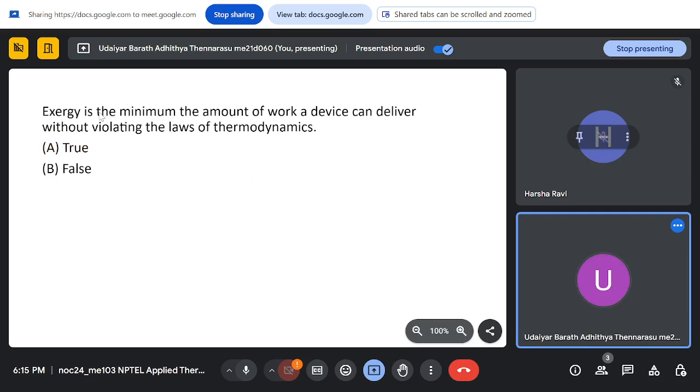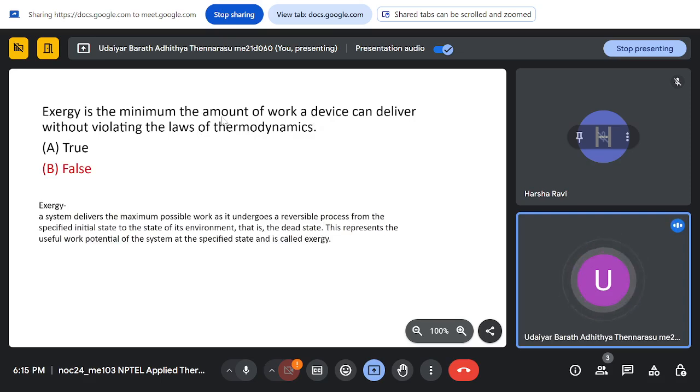So next, exergy is the minimum amount of work a device can deliver without violating the laws of thermodynamics. The answer is true. Sorry, exergy is the maximum amount. Exergy is the maximum amount which you can get, so it's false. A system delivers the maximum possible work as it undergoes a reversible process from the specified initial state to the state of its environment, or the dead state. This amount of work which you can get is the work potential, and it's also called exergy.